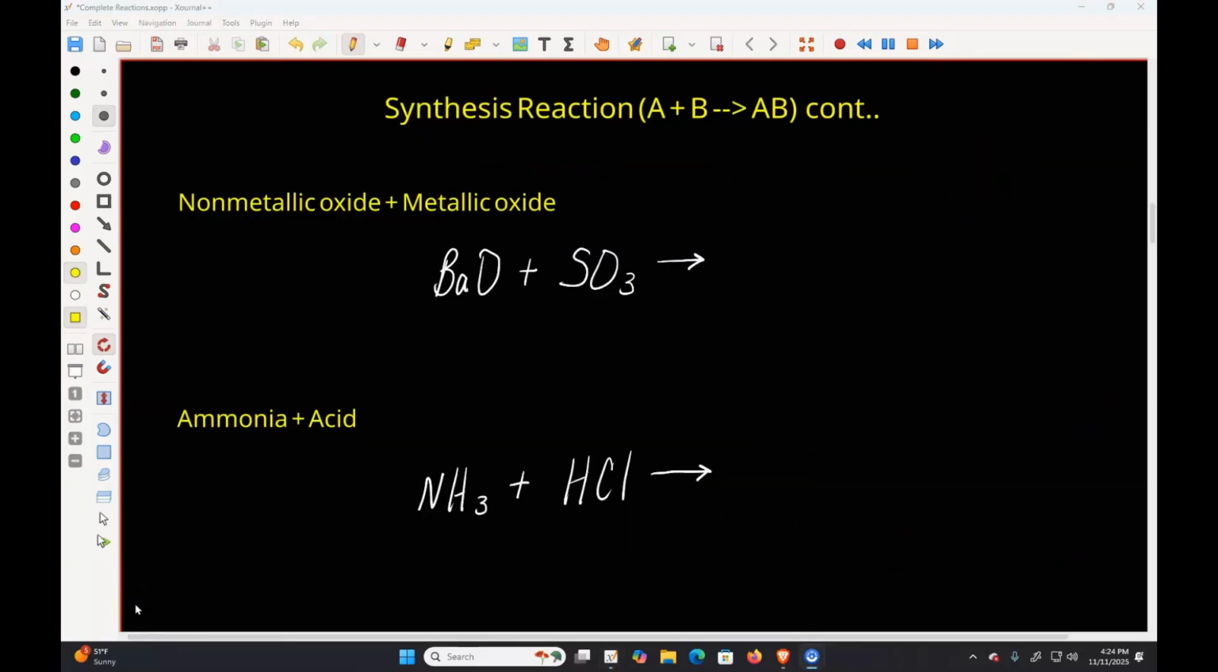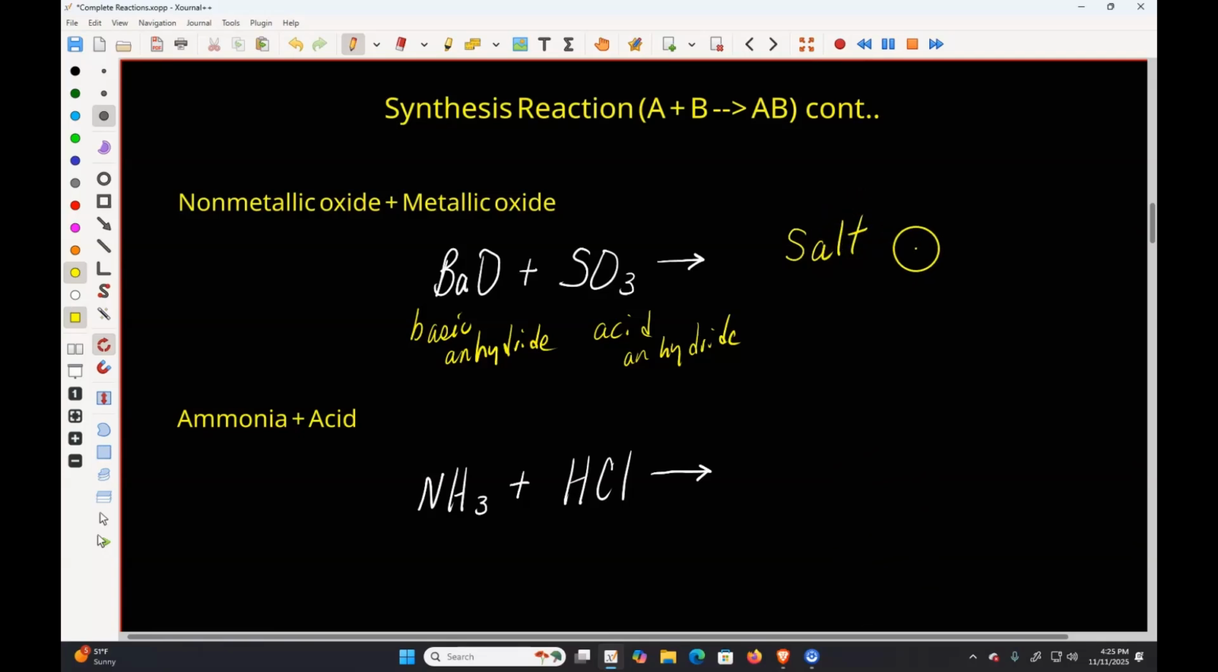A nonmetallic oxide is also known as an acid anhydride. A metallic oxide is known as a basic anhydride. So here I have a basic anhydride with an acid anhydride. It basically means a base without water plus an acid without water is going to make salt. And this salt will be BaSO4.